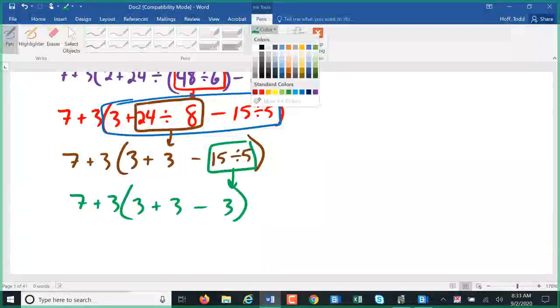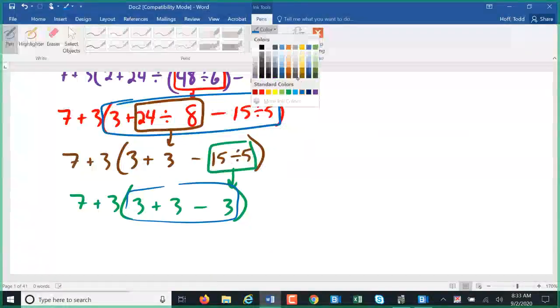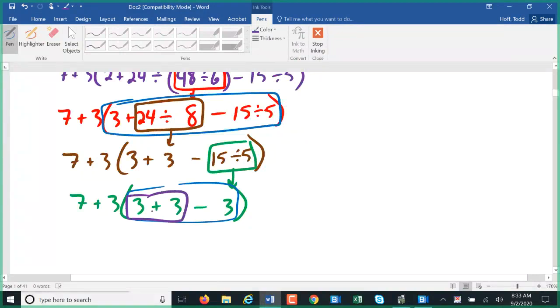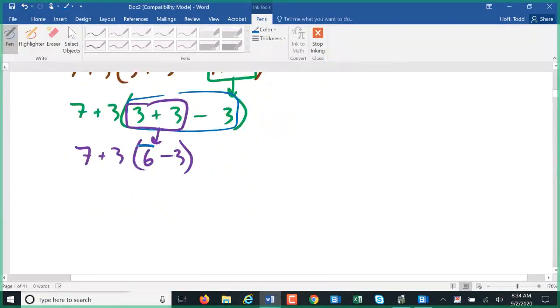Now all that's left inside of that set of parentheses is addition and subtraction. So again, we'll go left to right. 3 plus 3, which is 6. And finally, the last step is 6 minus 3, which is 3. Now, once again, we've reduced the parentheses to a single number.